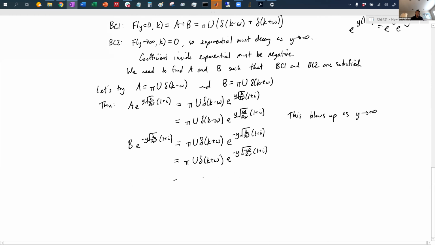And so this is the same thing in front, e to the minus i y times the square root of omega over 2 nu 1 plus i, because the square root of negative 1 is i. And I can multiply this i out, and I get times i plus 1. Sorry, negative i plus 1. See that? I'm just distributing the negative i in here. Okay, and again, the real coefficient here is positive, and so this guy blows up as y goes to infinity.